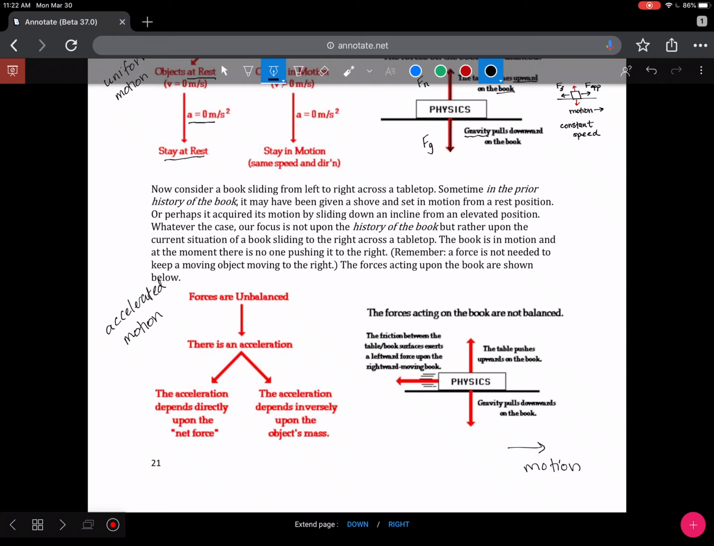But in this current situation, we have this force of friction that's unbalanced to the left. And so this unbalanced force is going to cause a deceleration because it's going to slow the book down to a stop. In other words, it's causing an acceleration that's going to cause the speed to slow towards 0. And so reviewing this flowchart, we see that if forces are unbalanced, there is an acceleration. Now, this acceleration is going to depend on the net force, and it's going to depend inversely on mass.